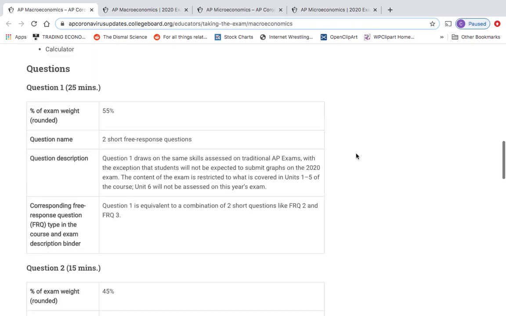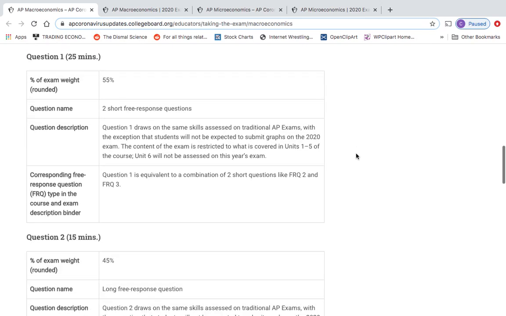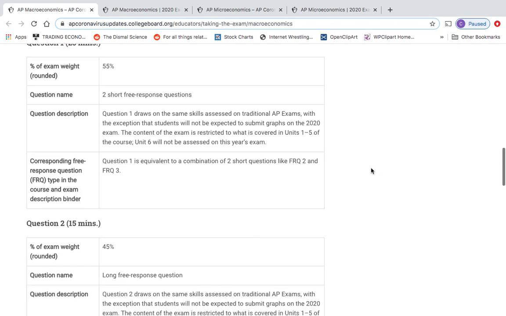All right, so you got that first question, 25 minutes: 20 minutes to work it out, 5 minutes to submit. So here they tell us that question 1 is equivalent to a combination of two short questions like FRQ2 and FRQ3. That's 55% of the exam weight.